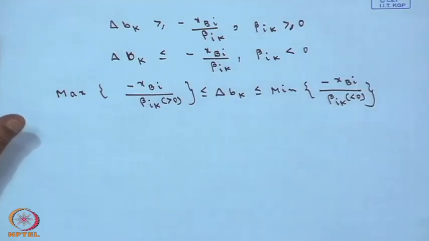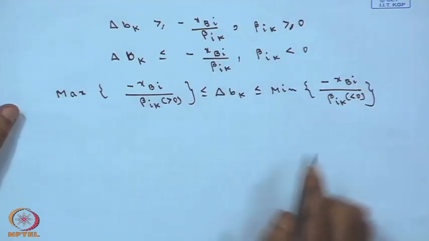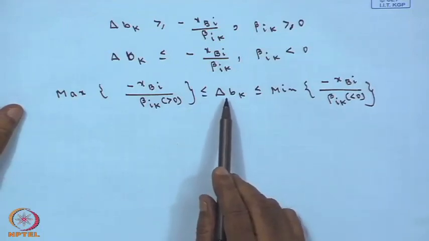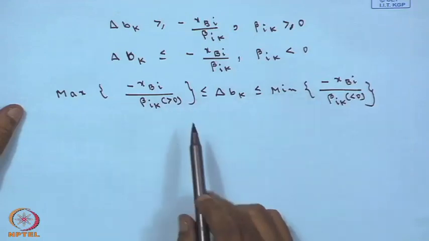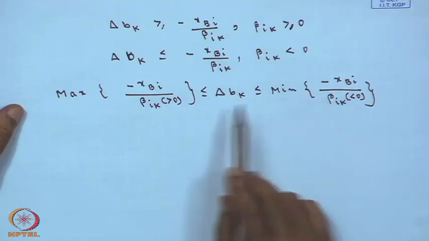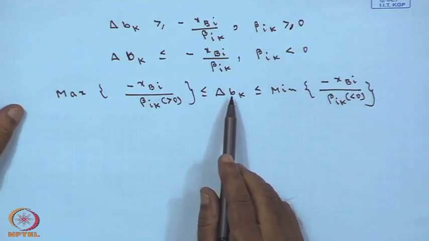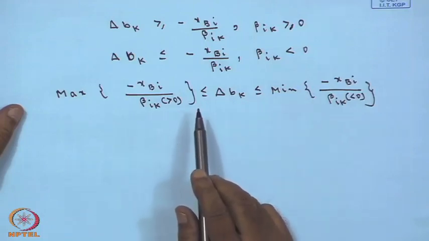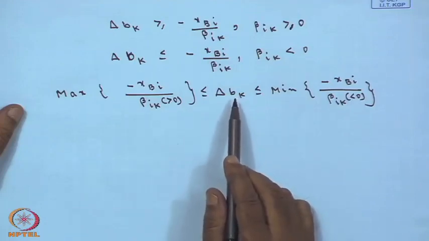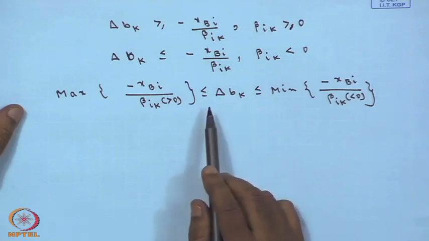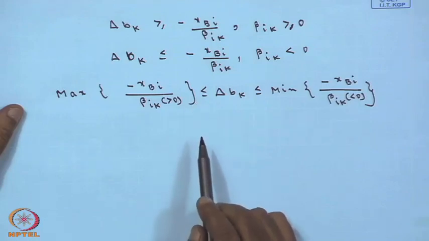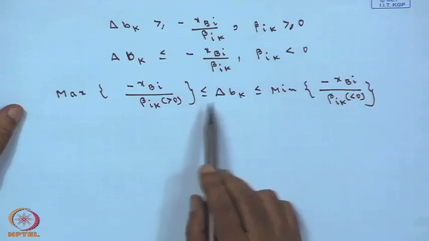Therefore, for feasibility, whenever you are changing b_k by delta b_k, if delta b_k lies in this range, then the feasibility condition will remain the same, it will not change. If delta b_k falls outside this range, then there is a possibility that the feasibility condition may change, and in that case you have to reformulate the problem. But if delta b_k lies in this range, I do not have to do the entire problem from the beginning, only the feasibility condition will remain the same.